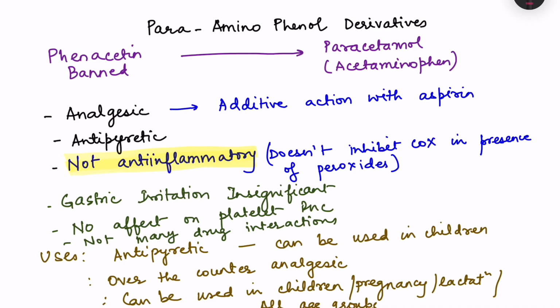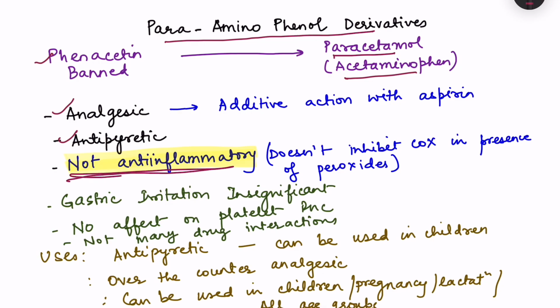Now moving on to the last drug in NSAIDs, that is paracetamol. Paracetamol basically comes under the category of para-aminophenol derivatives, in which we have two drugs, phenacetin and paracetamol. Phenacetin is banned because it was found to have high incidence of analgesic nephropathy. But paracetamol is a derivative of phenacetin itself and it is much safer. Paracetamol chemically is acetaminophen. So this has analgesic activity, antipyretic activity, but it doesn't have any anti-inflammatory activity. Remember, it is only used as analgesic and antipyretic.